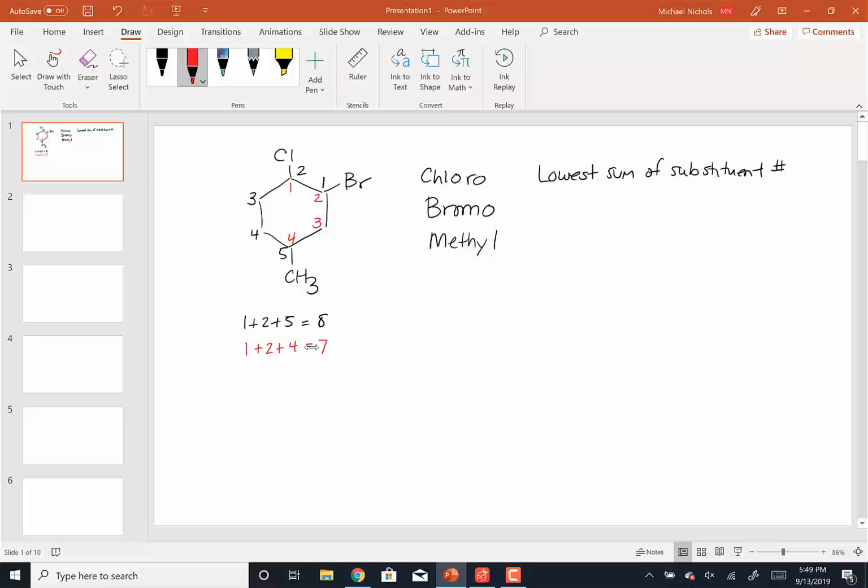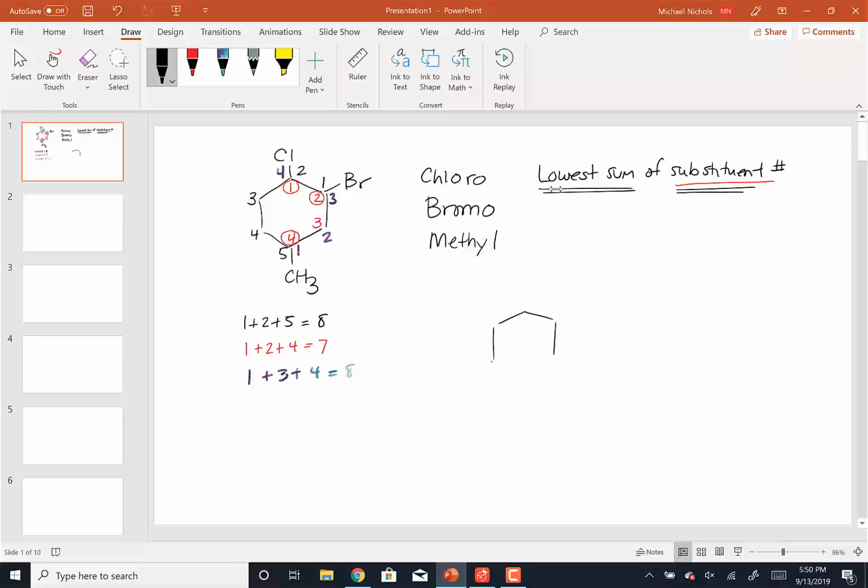So is there any other starting point, going clockwise or counterclockwise, that would give us a lower total sum of substituent numbers? And the substituent numbers basically are the numbers of carbons that have a group attached to it. And there really isn't another. If I started with something like the methyl group and went 1, then 2, then 3, and then 4, I would end up with 1 plus 3 plus 4, which would be 8. So the red, in this case, is the best numbering scheme. It's the one that gives us the lowest sum of substituent numbers, which in this case would be 7.